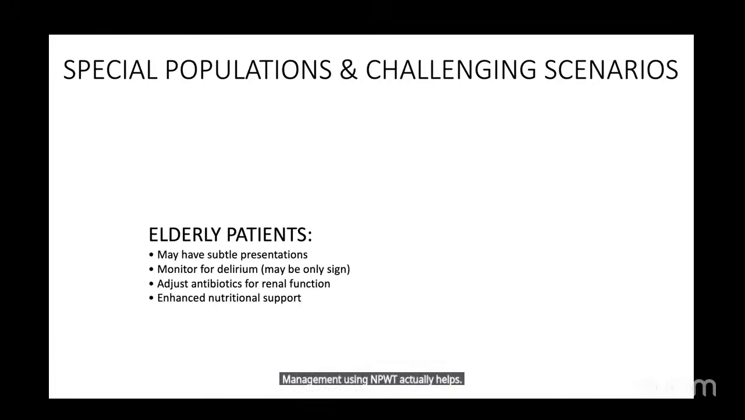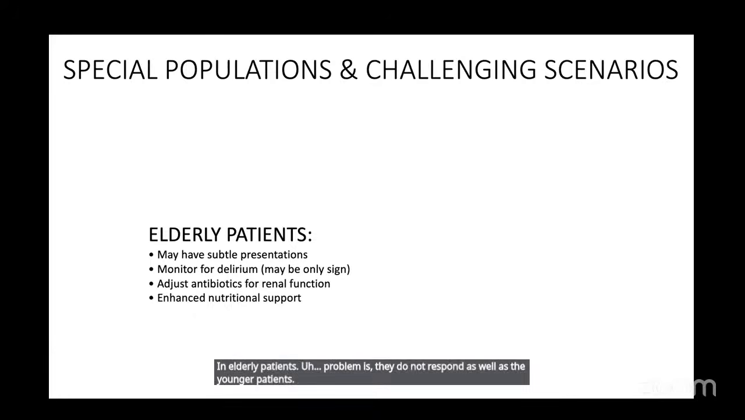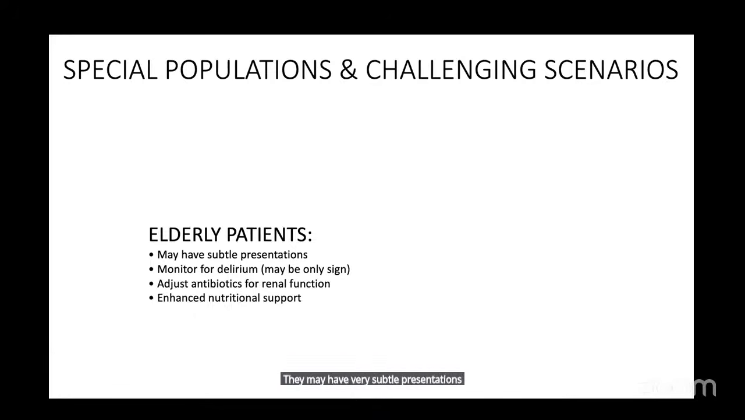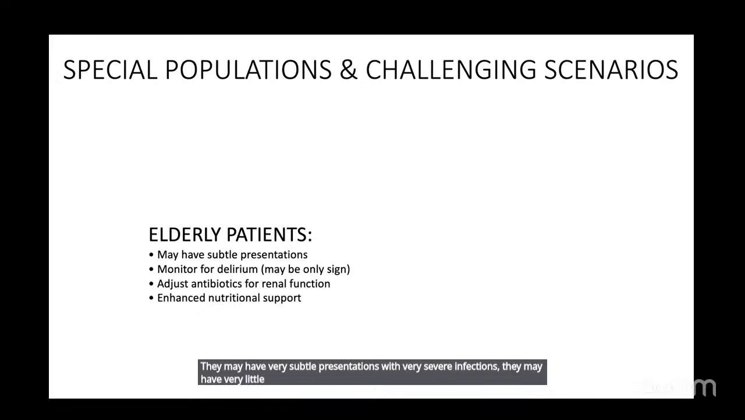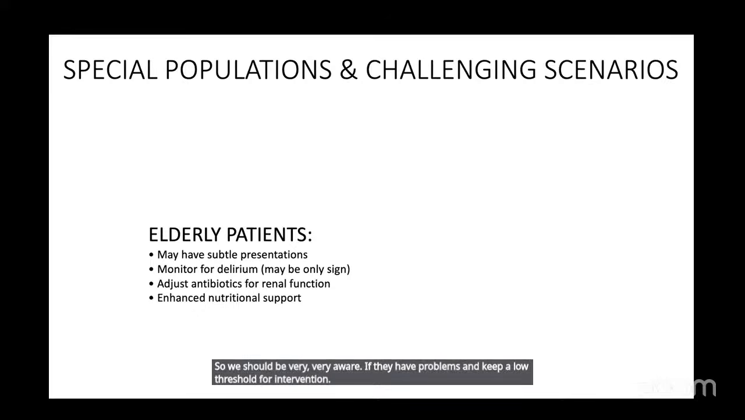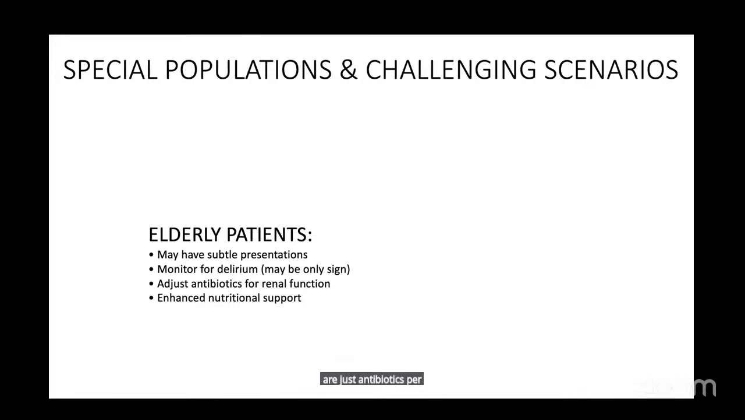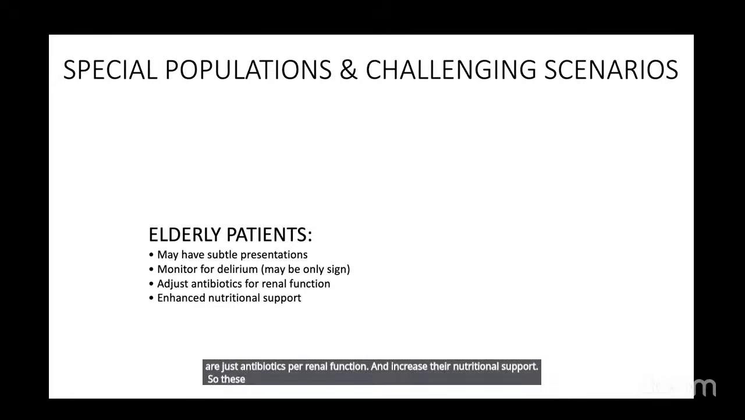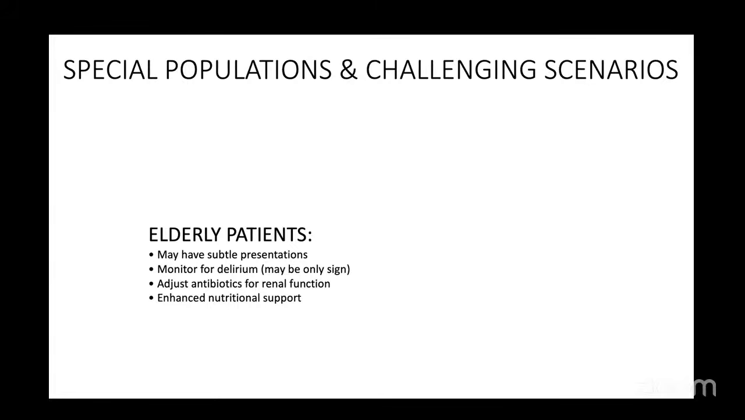In elderly patients, the problem is they do not respond as well as the younger patients. They may have very subtle presentations. With very severe infections, they may have very little manifestations. So we should be very, very aware if they have problems and keep a low threshold for intervention. Adjust antibiotics per renal function and increase their nutritional support. So these are candidates for the ERAS. Do not keep them underfed. Their nutritional support should be enhanced.